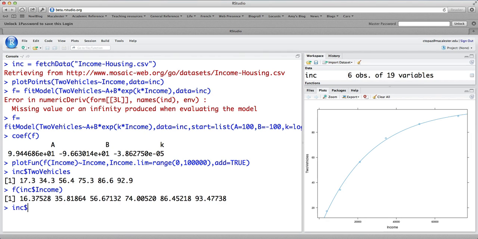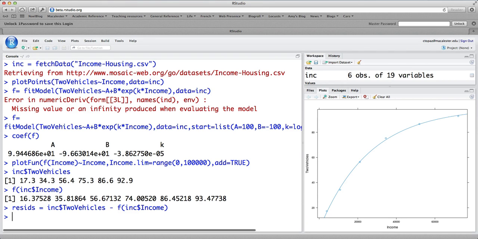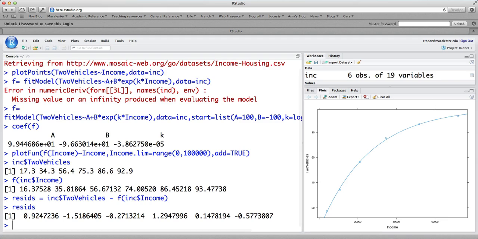If I want the difference between those two things, I just have to subtract. So I can do inc$2 vehicles, that's the actual values, minus f of inc$income. Those are the values predicted by our model. And I'm going to save that in a variable called resids, which stands for residuals. Okay, and we can see what those are. There's some numbers here. Where it's positive, it means that the data point's above the curve. Where it's negative, it means that the data point is below the curve.